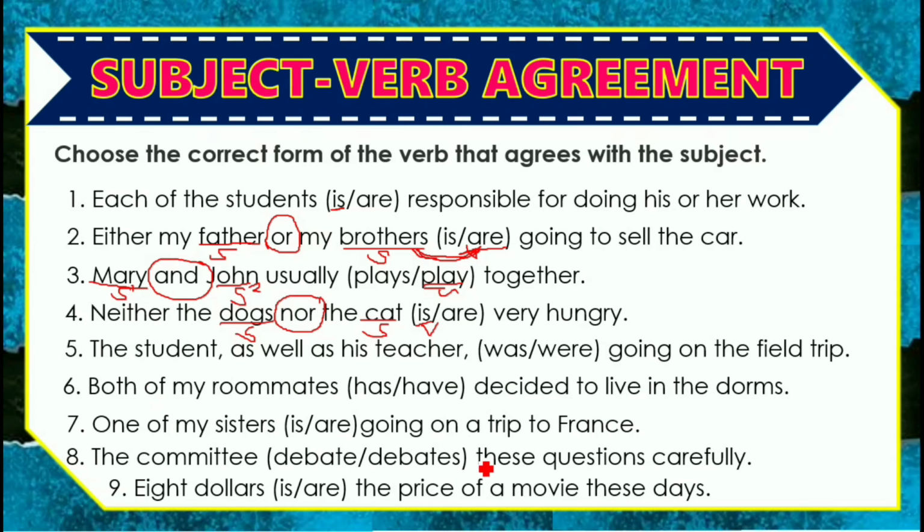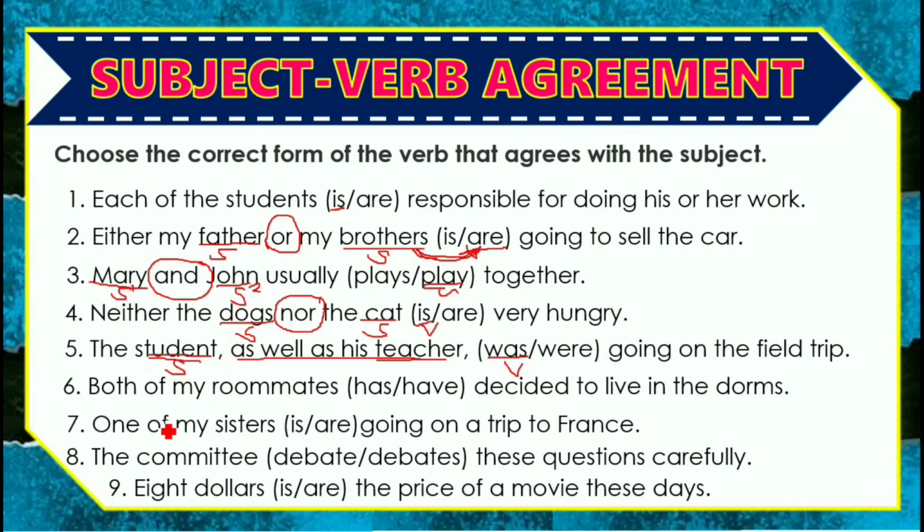Number 5, the student as well as his teacher was going on the field trip. What is the answer? It is was. Where is our subject? The student. Is teacher also another subject? No, it's not. It's part of our intervening phrase. Our main subject here is just the student, which is singular. That's why you need a singular verb.